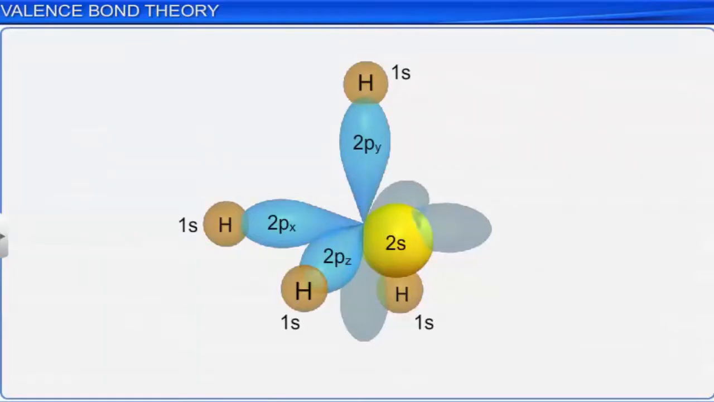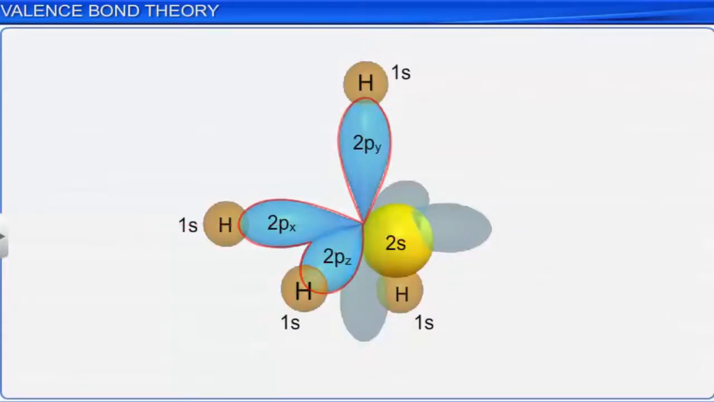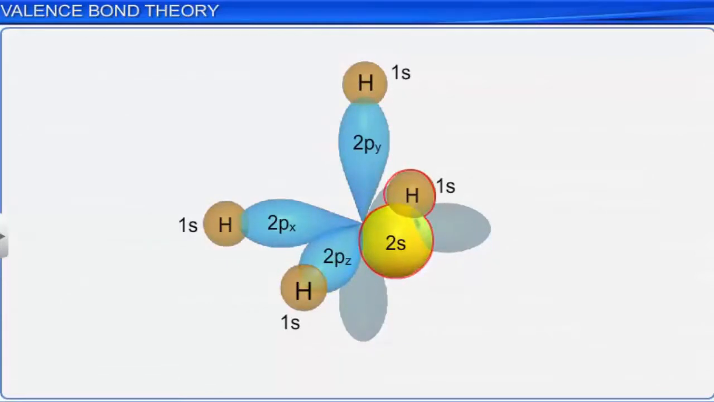We know that p orbitals lie perpendicular to each other. Hence, the 3 CH bonds in methane molecule are expected to be oriented at 90 degrees to one another. The 2s and 1s orbitals of carbon and hydrogen can overlap in any direction, since they are spherically symmetrical. Thus, the direction of the fourth bond cannot be ascertained. This means that all the 4 CH bonds in methane are not identical.